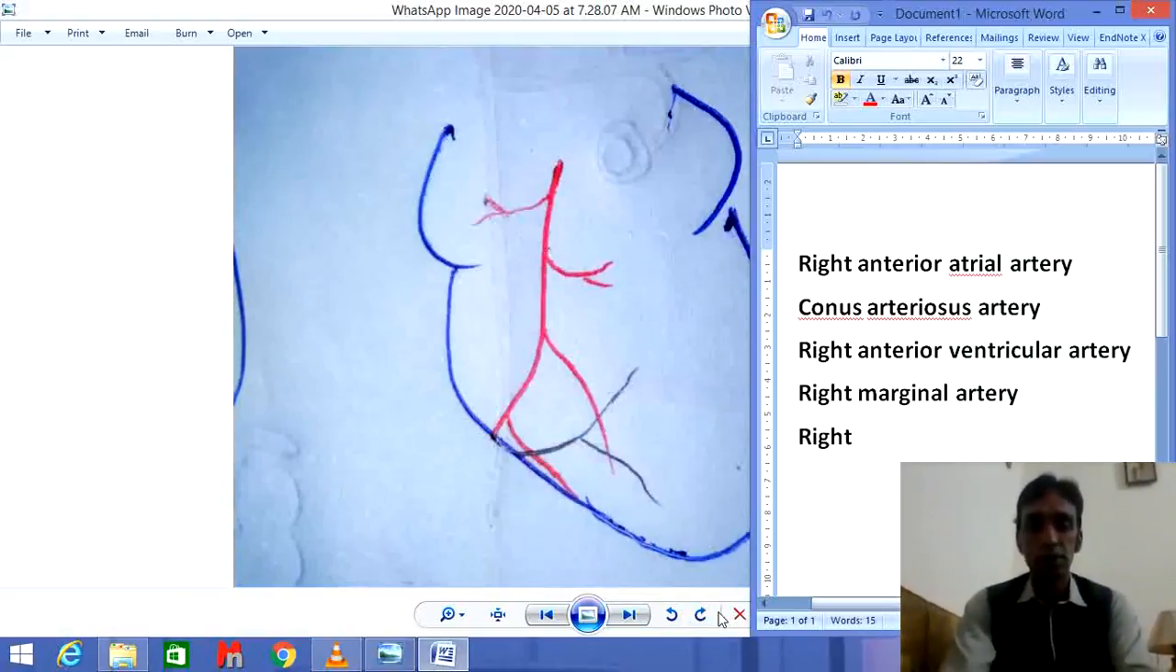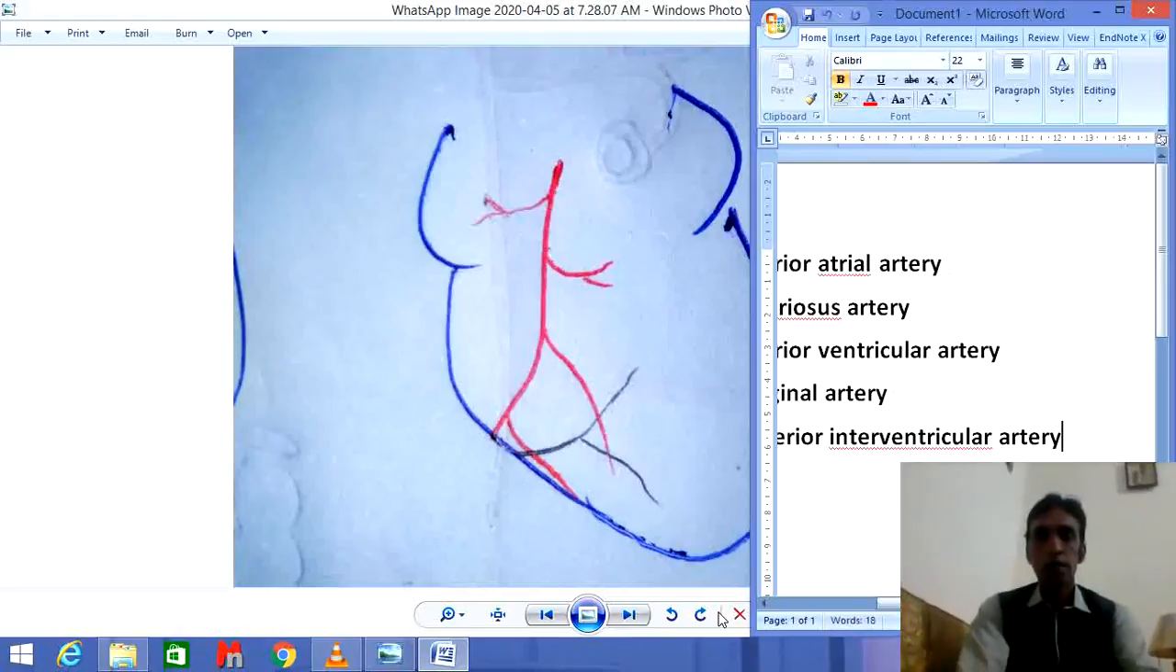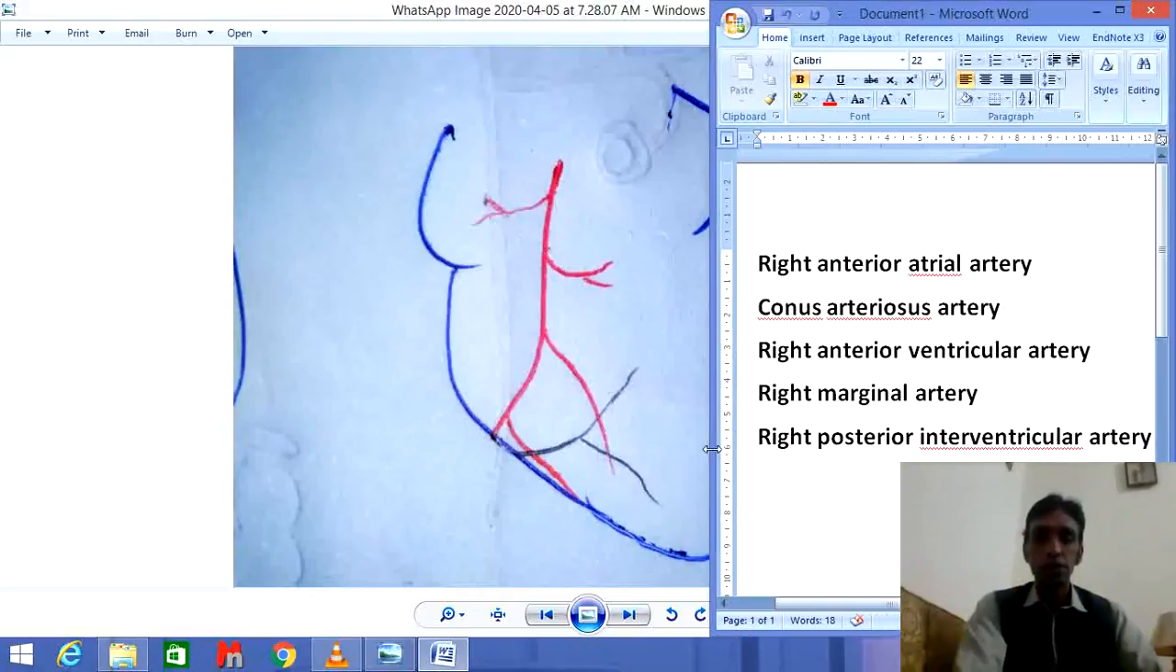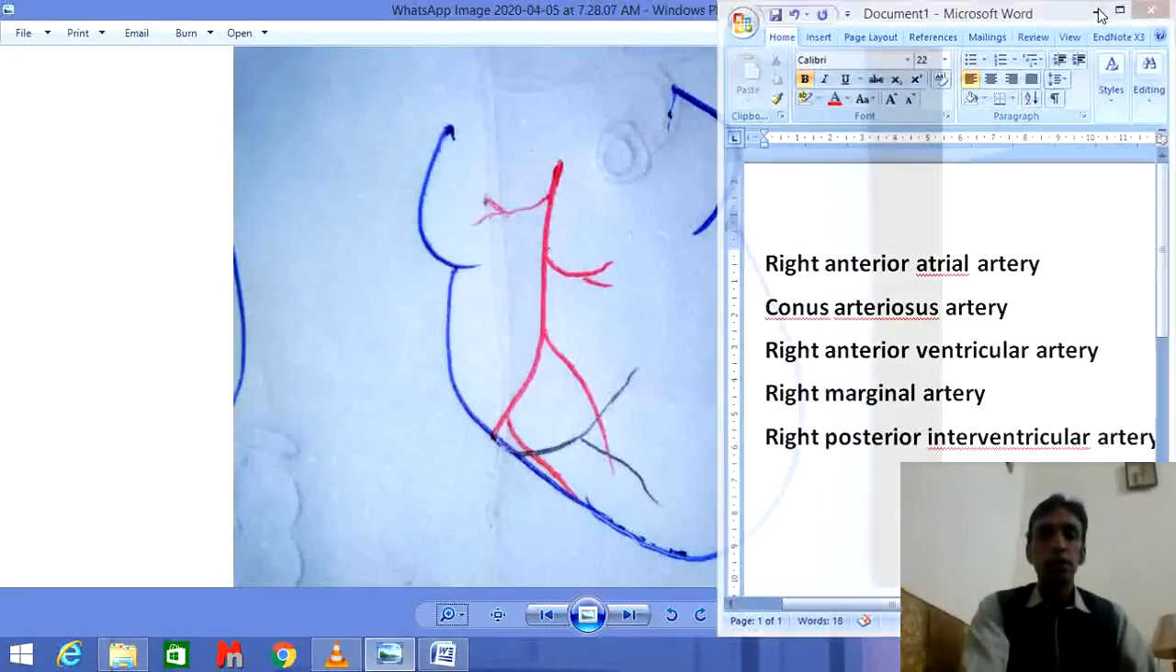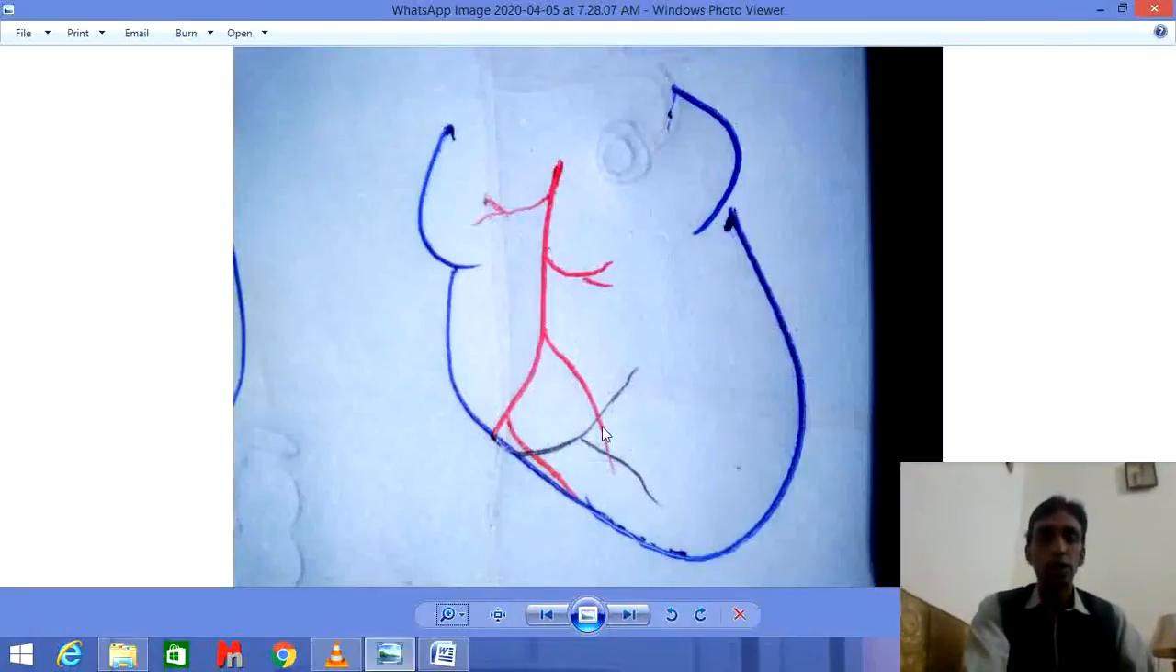That is why we will first write over here right posterior interventricular artery. Right posterior interventricular artery. We call it right posterior interventricular artery because this provides blood to the posterior portion of the ventricle of the heart, and it is called interventricular artery because this provides blood to both the ventricles, right and left, posteriorly. That is why this is called right posterior interventricular artery.